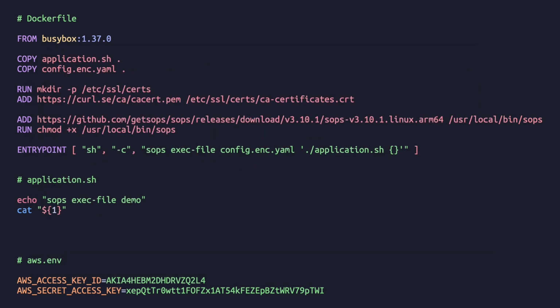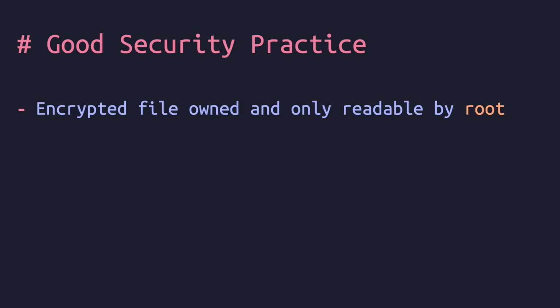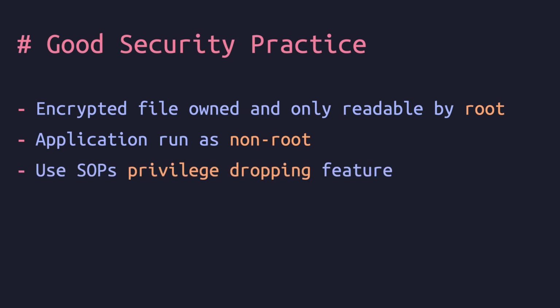For the rest of this video, we'll use execenv, so we'll use the version of the Dockerfile and application from that example. When using SOPS to start your application this way, there are a few things you should do to keep your secrets as secure as possible. Have the encrypted file owned and only readable by the root user. Run your application as a non-root user, which you should already be doing anyway. And use SOPS's feature of privilege dropping to run the application as a user with lower permissions.